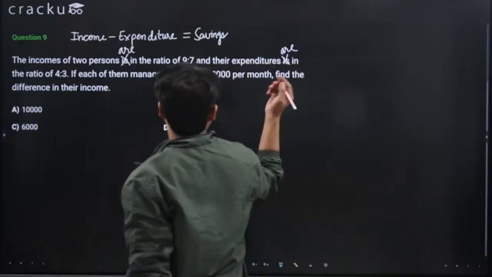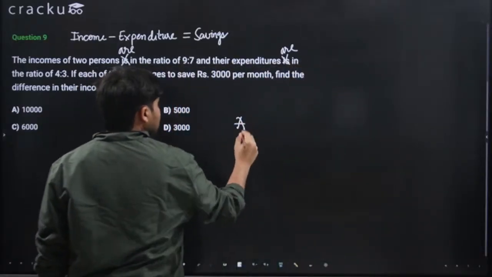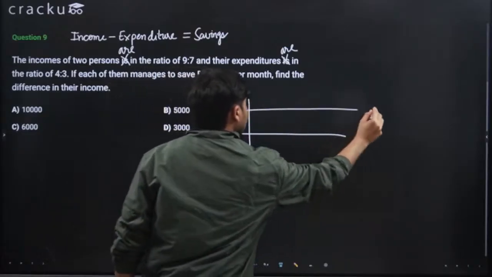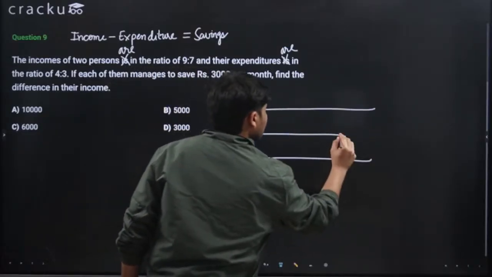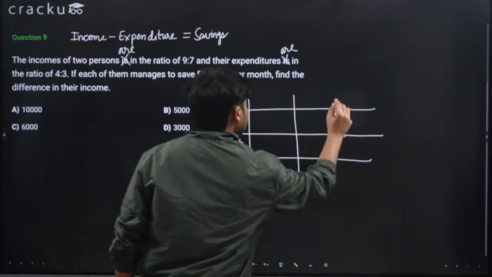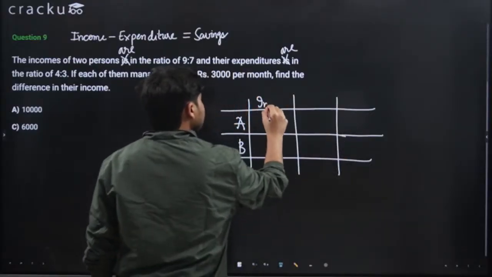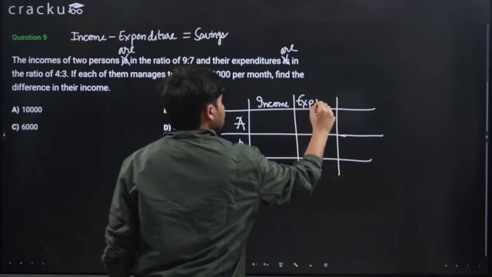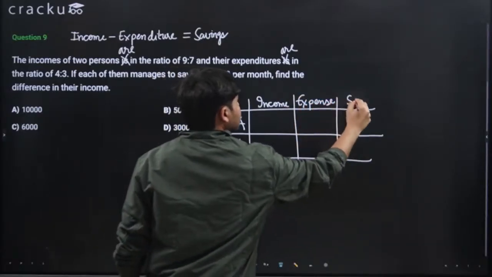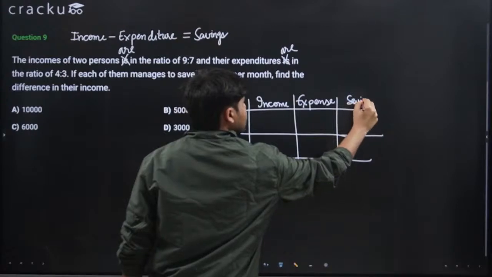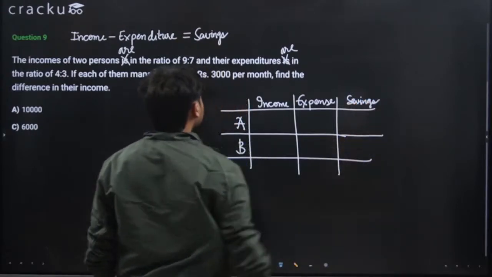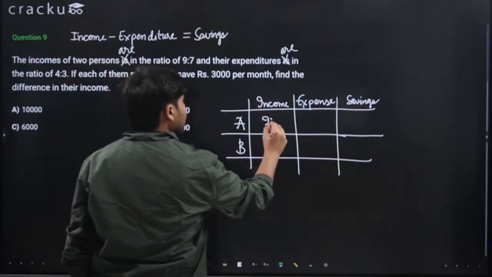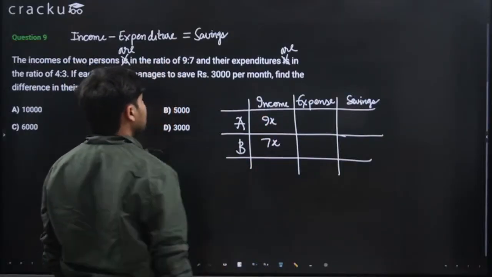So we have two people. Let's call them A and B. This is the first person, this is the second person. They have some income, some savings, and some expenditure. So this is their income, this is their expenditure, and this is their savings. Now their incomes are in the ratio 9:7. So if this is 9x, this is 7x.